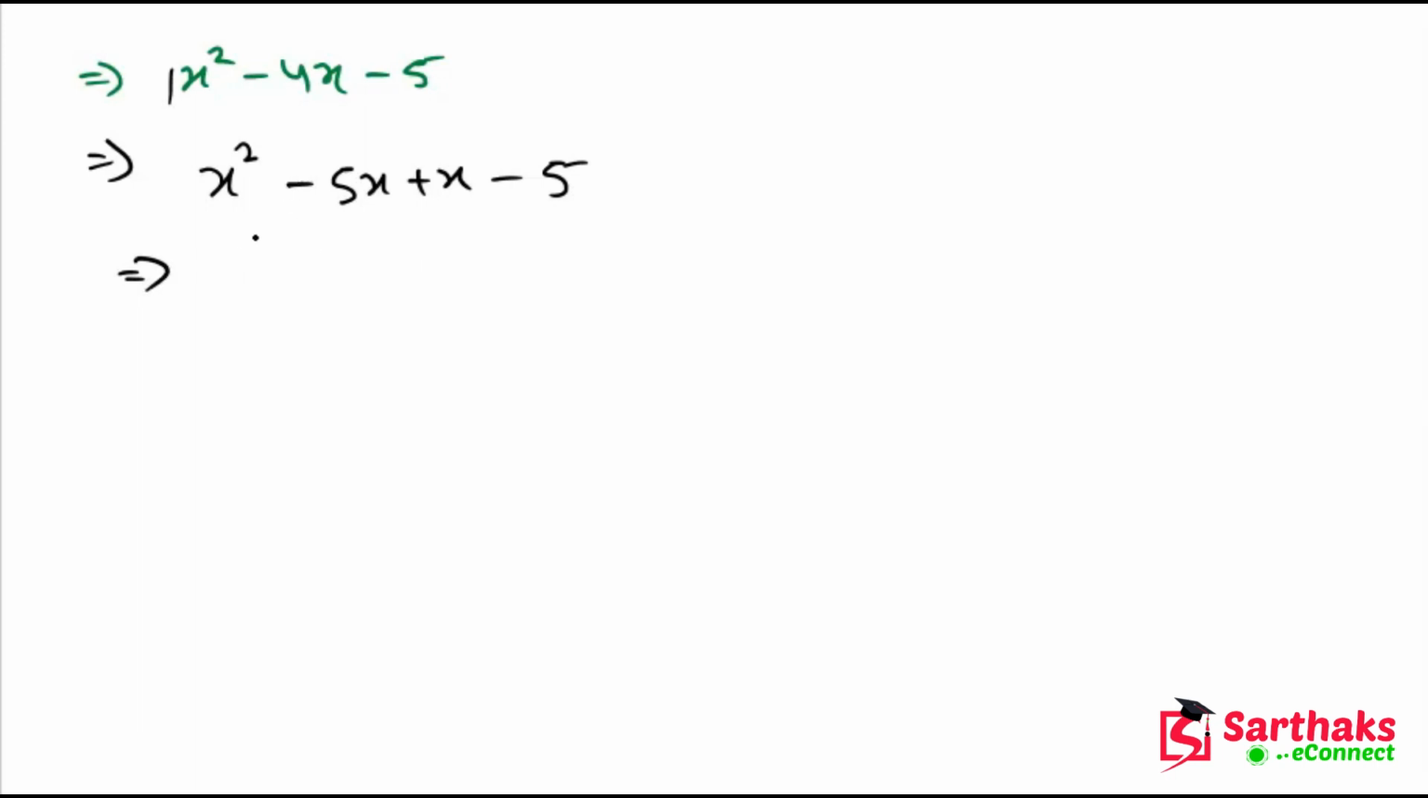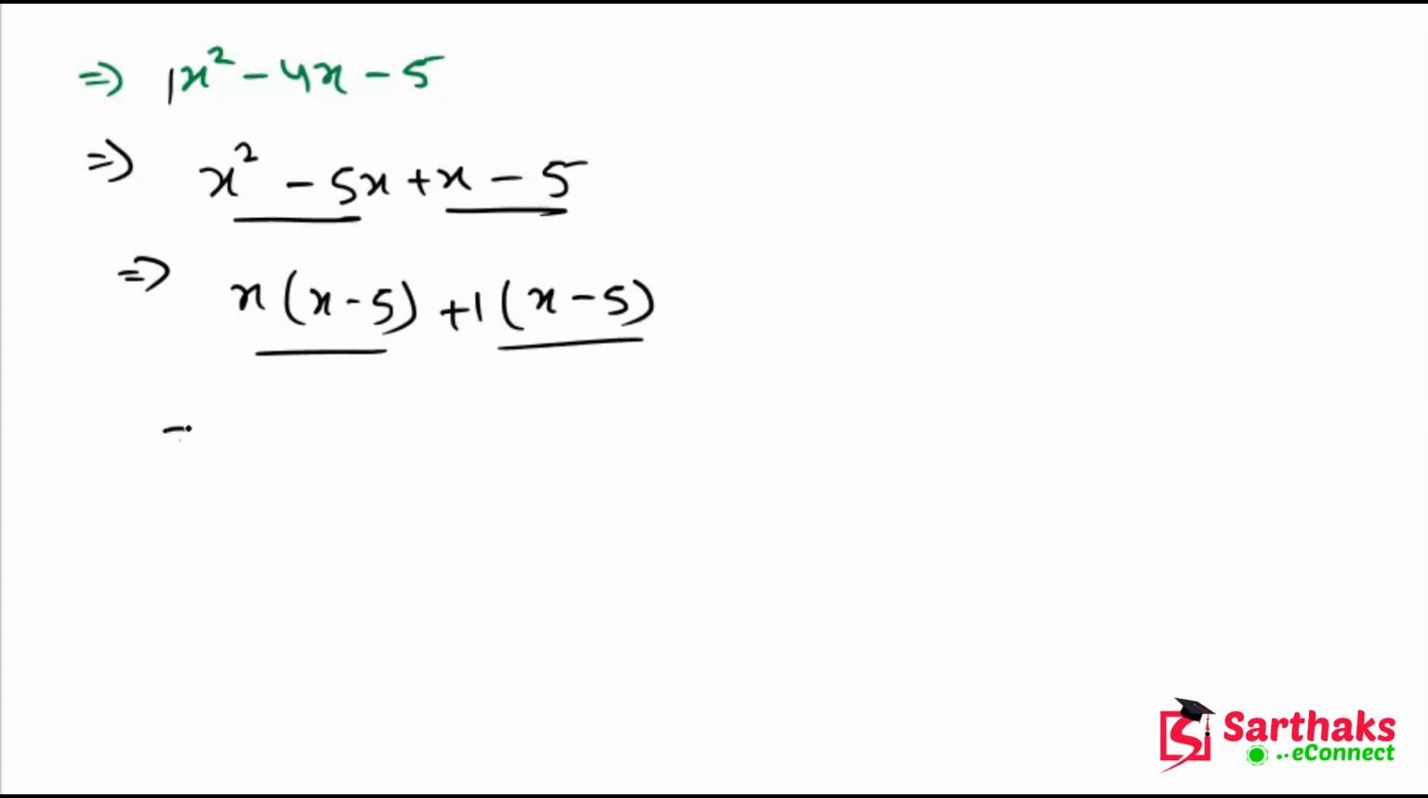Okay, so from these two terms we are taking x as the common, so we get x minus 5. In these two terms there is no common, so we are taking 1, so we get x minus 5. And we have two terms, so in these two terms we can take x minus 5 as a common, so we get x plus 1. So these are the other two factors.